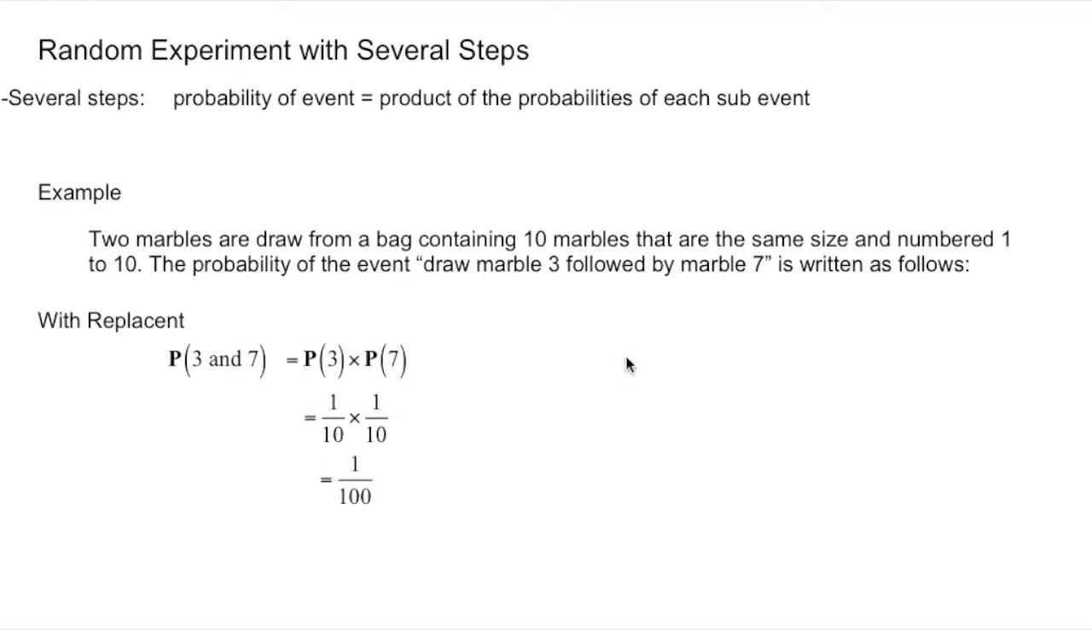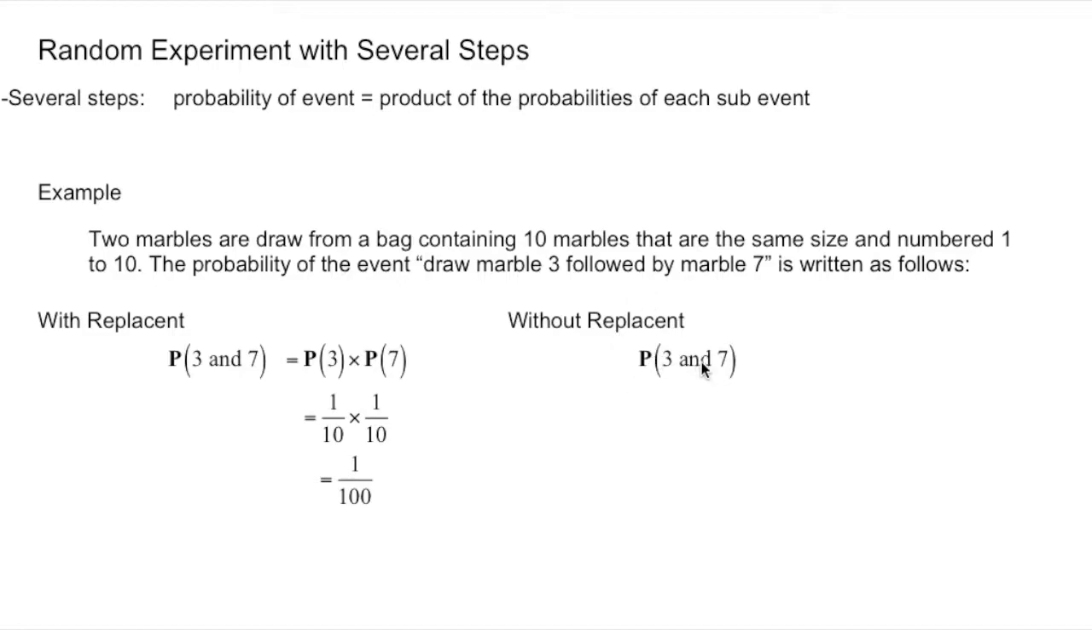With replacement, these 2 events, getting a 3 and getting a 7, are said to be independent because the probability of getting the 7 doesn't depend on the probability of getting a 3. But if we don't replace them, it changes. It becomes a dependent experiment.